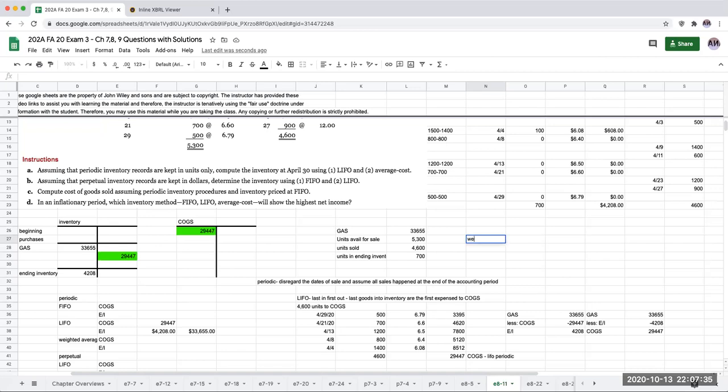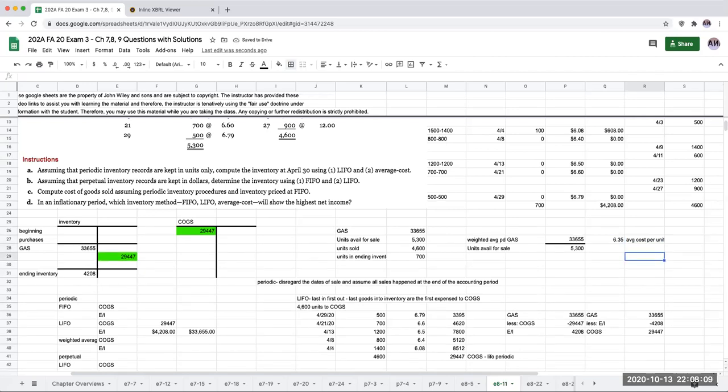Weighted average periodic is going to be my goods available for sale divided by the units available for sale of 5,300. So my average cost per unit, and let's make sure this is not a fraction here. There we go, it works out. So I get $6.35. So this is the average cost per unit.